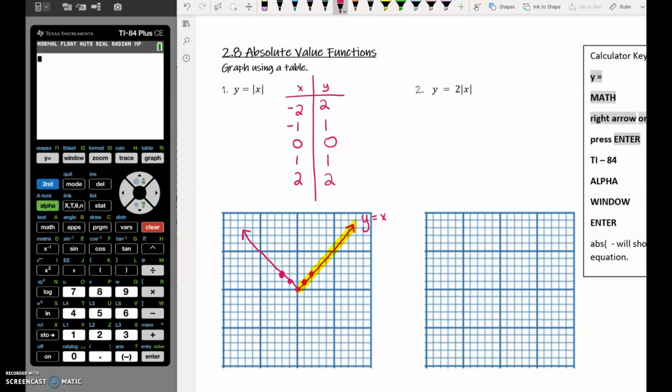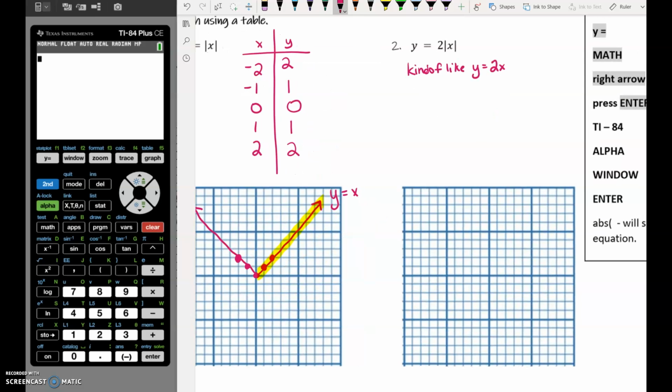So this other one, y equals 2 times the absolute value of x, is kind of going to look like, I'm going to write this, kind of like y equals 2x. What would the equation y equals 2x look like? We'd start at 0, 0. We'd have a slope of 2, so up 2, right 1. The absolute value function is going to be symmetrical over that y-intercept, over that vertex. So up 2 left 1 and up 2 left 1.